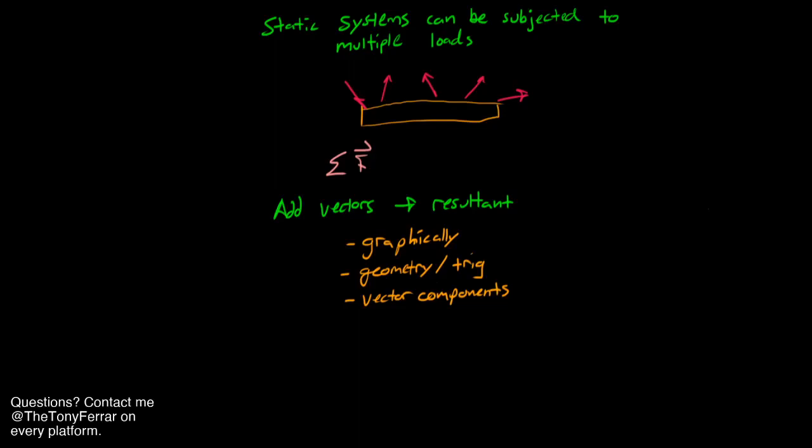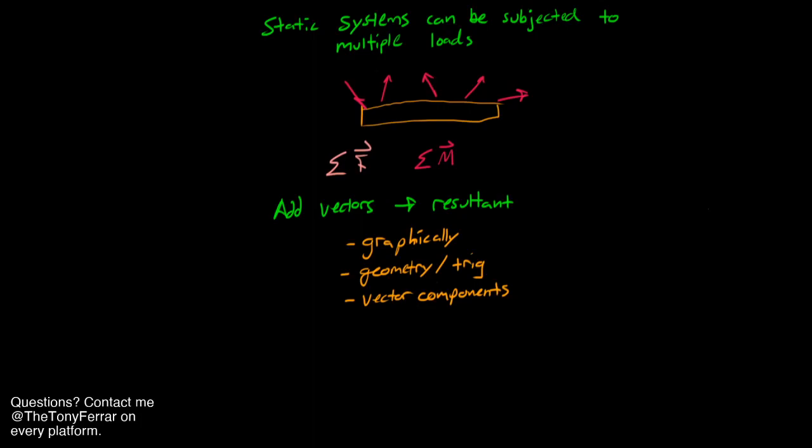In general, static systems can be subjected to multiple loads. Newton's laws tell us that the sum of forces is important. Turns out the sum of moments is important too. Remember, when we add two vectors together, we call the new vector the resultant, and so a resultant moment vector is what comes from adding two moment vectors together.